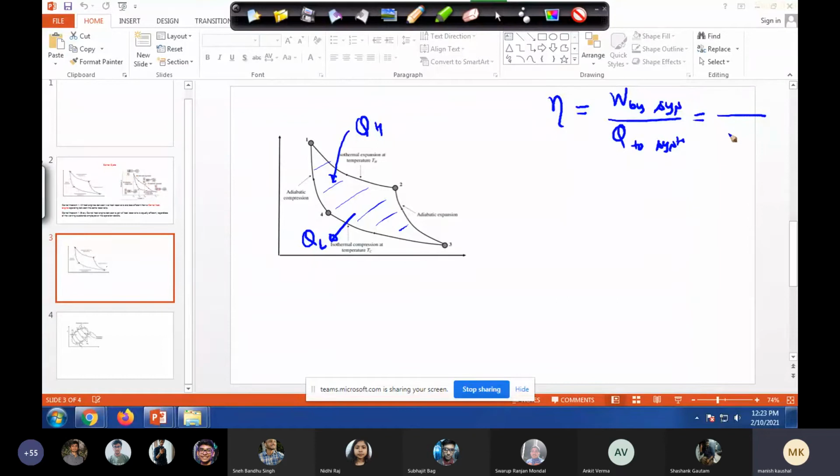In the denominator, what will we take? QH or QL or QH minus QL? In the denominator, we'll take only QH. And hence, if you follow the first law, W comes out to be QH minus QL. As someone commented, it's 1 minus QL by QH, and someone said TL by TH also.